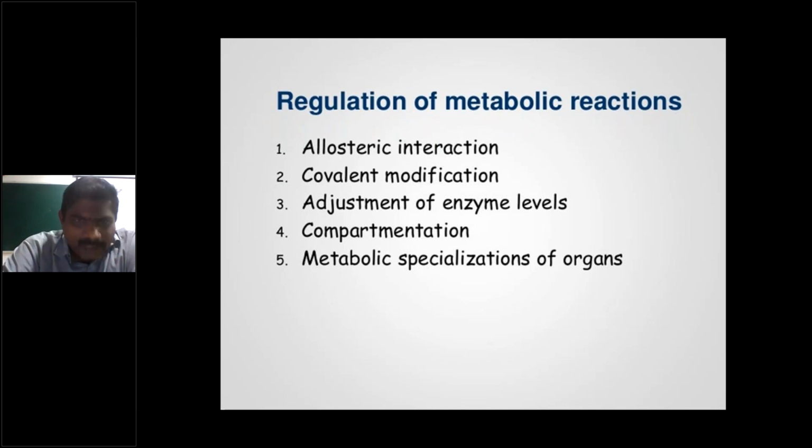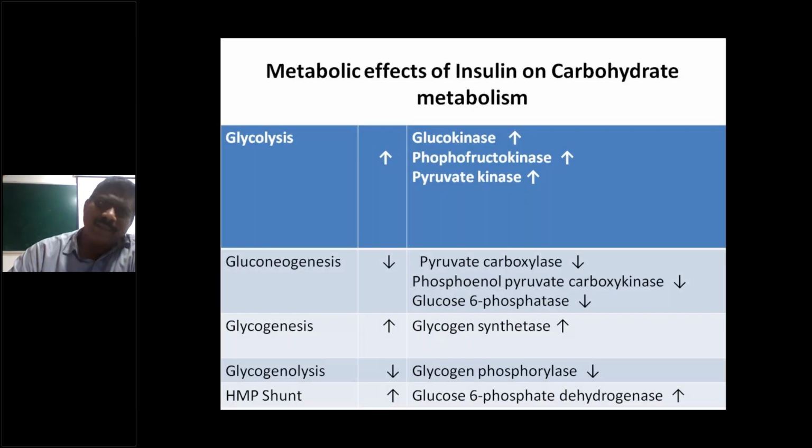So: allosteric interaction, covalent modification, adjustment of enzyme levels. Adjustment of enzyme levels means synthesis of enzymes, and depending upon the need, sometimes there is an increase in enzyme biosynthesis, and sometimes these enzymes are shut down. The adjustment of enzyme levels depends on need. And next, compartmentation, and next, metabolic specialization of the organ. These are the different processes involved in the regulation of intermediate metabolism.